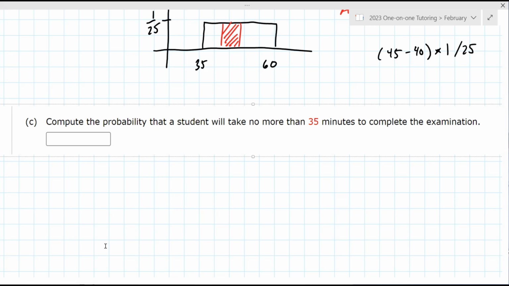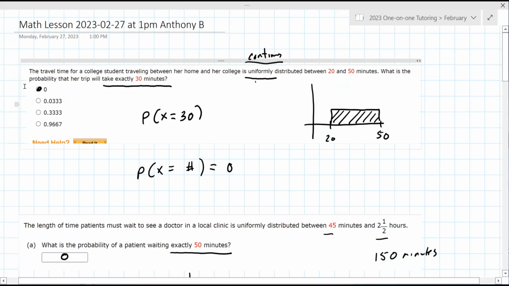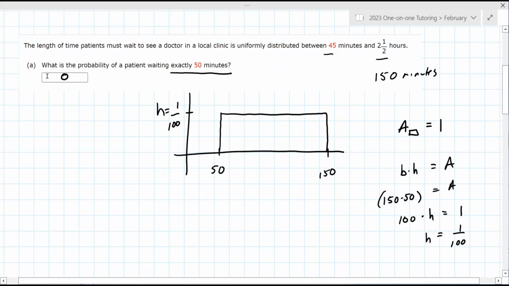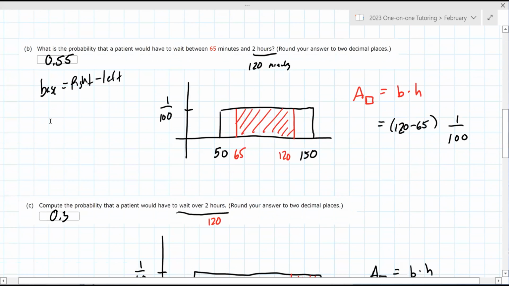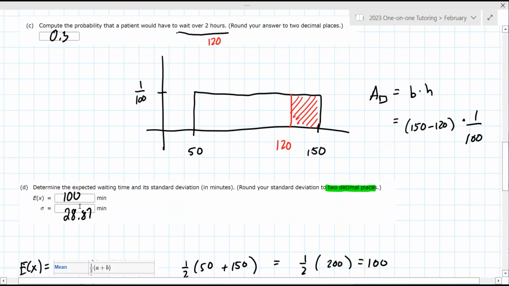Number one was 0, right? Yes, we go back up here. Part 1 was 0, and then 1A was 0. B was 0.55, C was 0.3 for part C. Part D is 100 and then 28.887.